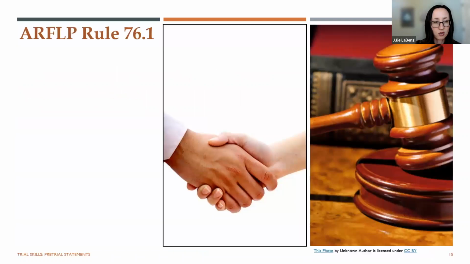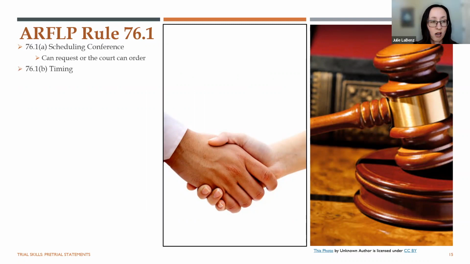All right, let's do a quick summary. Rule 76.1. Subsection A is about that scheduling conference. Either party can request that or the court can order it. 76.1B is about the timing. 20 days before trial, the notice of issues is due. 5 days before trial, the pretrial statement is due.